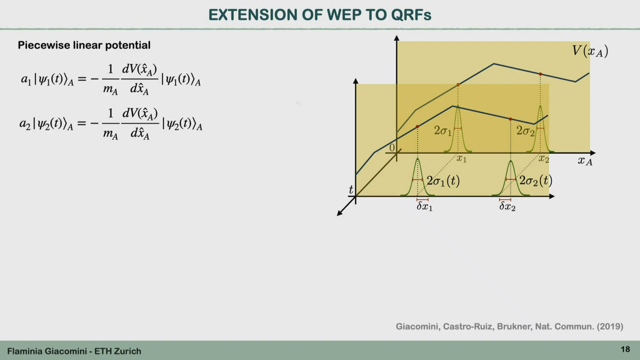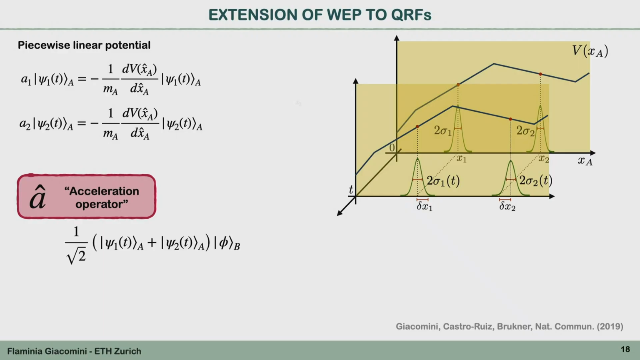So this, for the time of the experiment, realizes an acceleration operator, so that you can write it effectively in this way. Of course, this is not going to hold forever. At some point, the state will be spread out enough that it goes out of the slope, but for the duration of the experiment, we assume that this is the case.